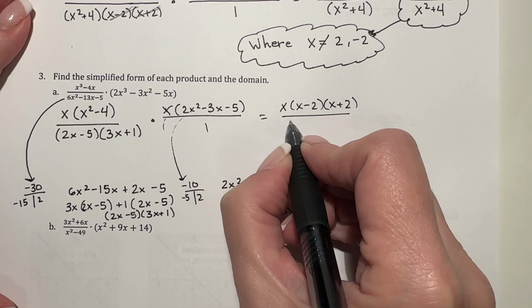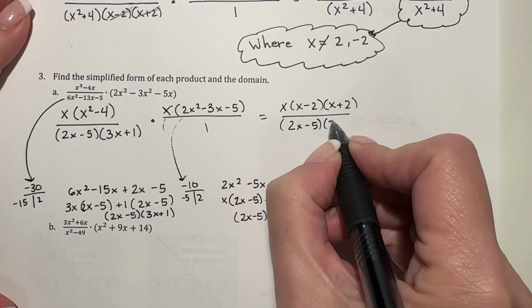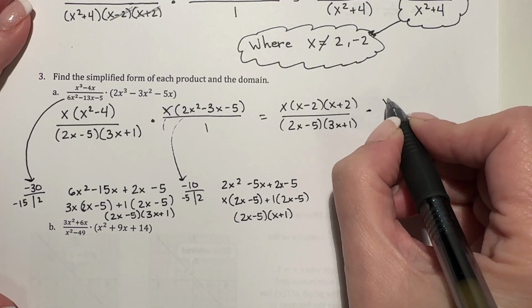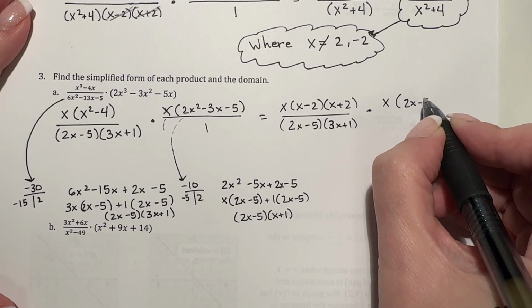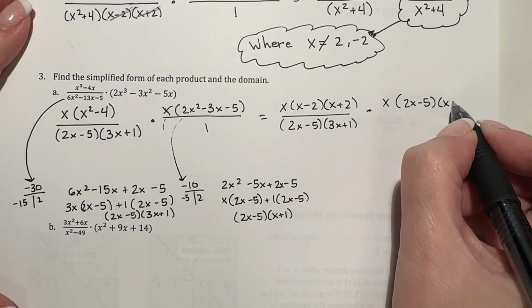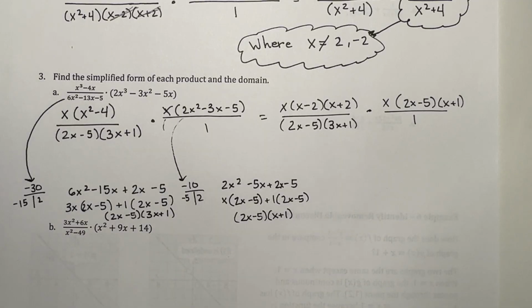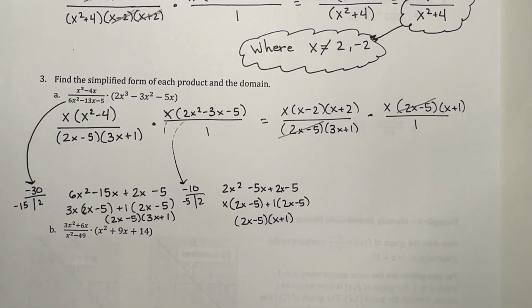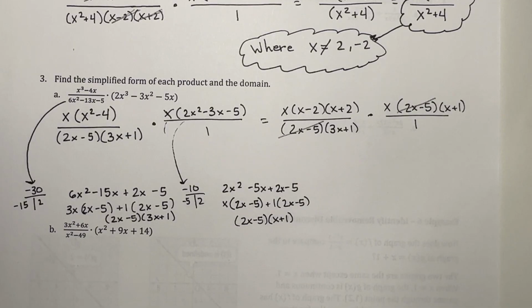Down here on the bottom, I've got that 2x minus 5 and the 3x plus 1. Up here at the top, I have the 2x minus 5 and the x plus 1 over 1. Okay, so here's the fun part, or at least it's for me, crossing out stuff. So I get to cross out this and this. That's 2x minus 5 with 2x minus 5. And yeah, that kind of looks like it.